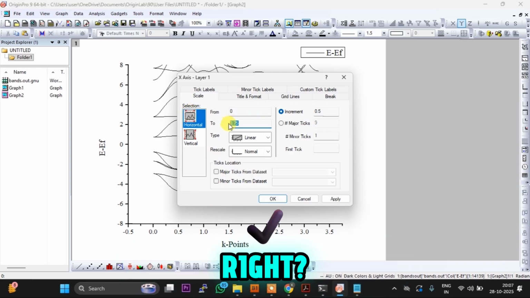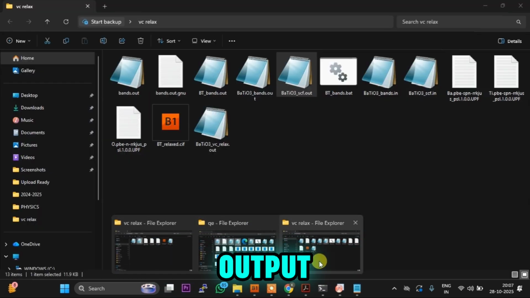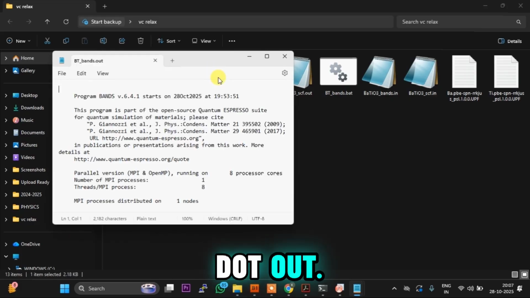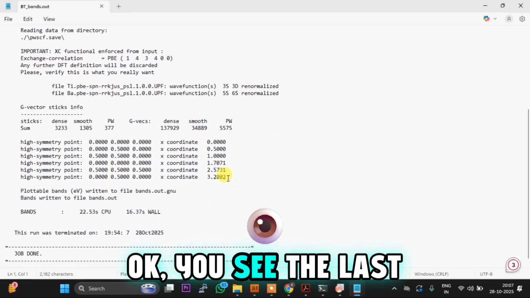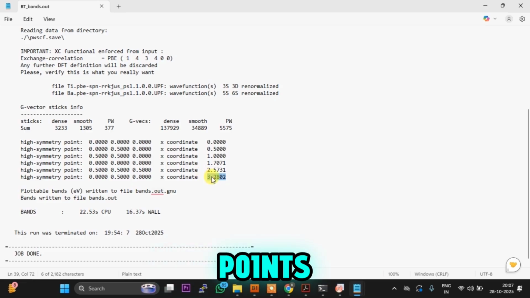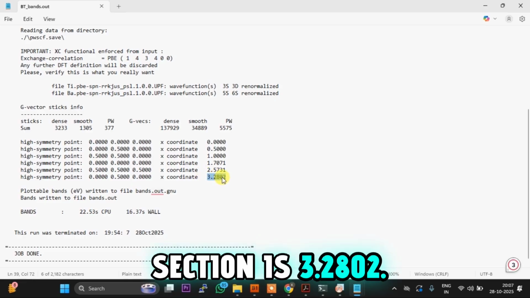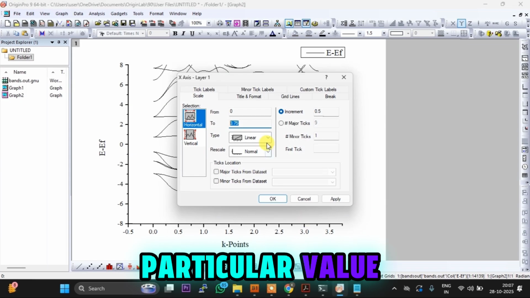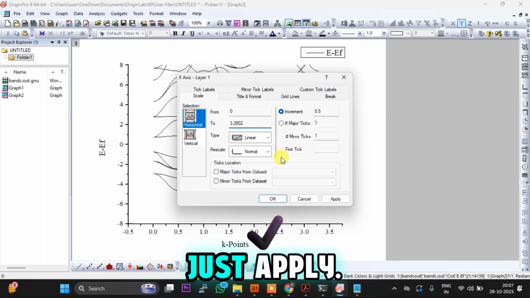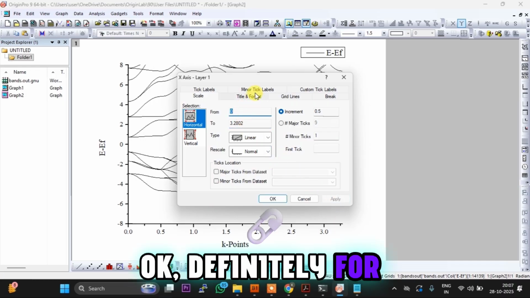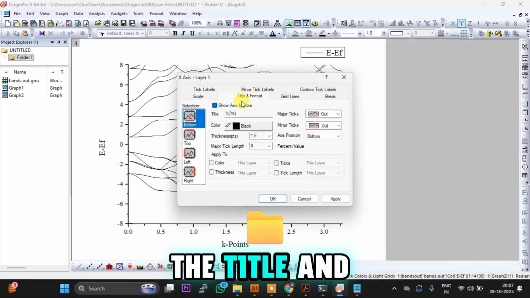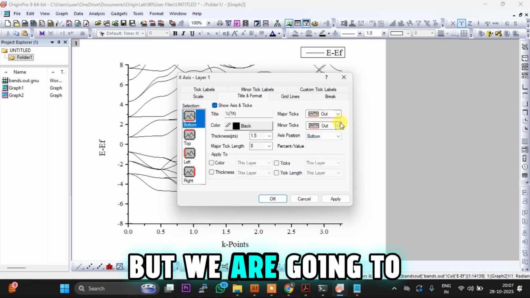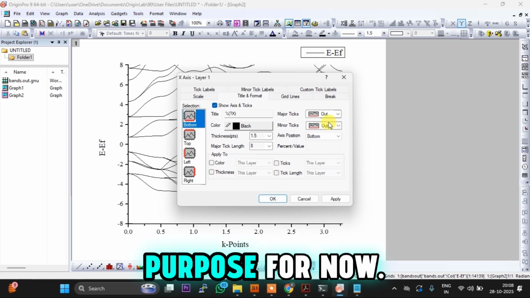That's the question, right? For that, go to these output files once again, and you should go to this bands.out. Okay? Well, you see, the last point for your K points section is 3.2802. Just copy this and paste this particular value here. Paste. Apply. Okay. Definitely, for band structure, the title and format are like this. Don't put any tick here. Okay. But we are going to come here later. Okay. This has a purpose for now.